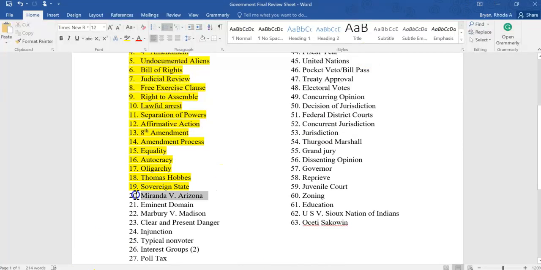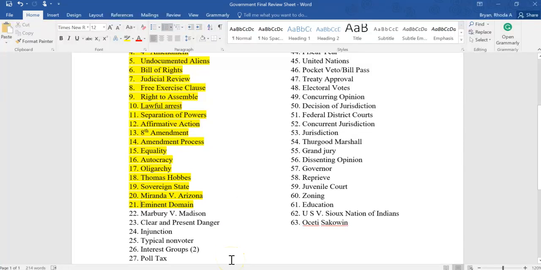Miranda versus Arizona. It mandated that law enforcement officers inform persons under arrest of their constitutional rights. It's basically a definition, honestly.